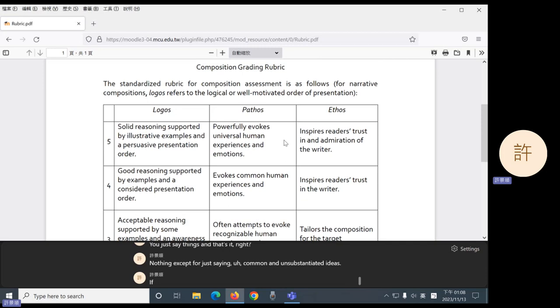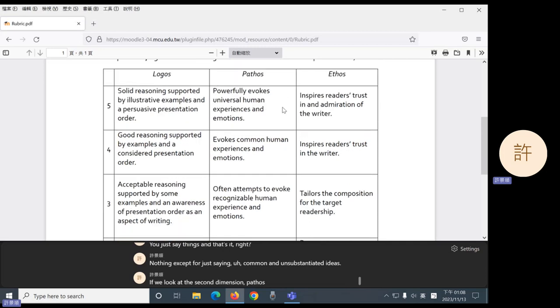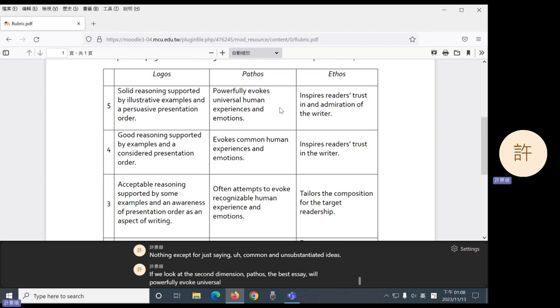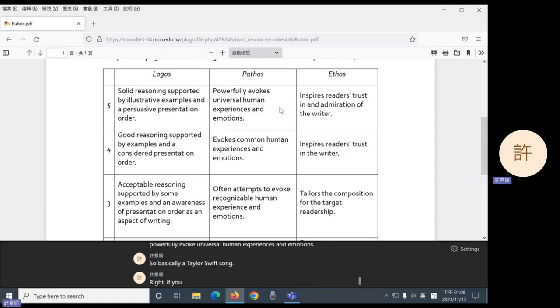If we look at the second dimension, pathos, the best essay will powerfully evoke universal human experiences and emotions. So basically, a Taylor Swift song, right? If you can make your reader feel something like Taylor makes us feel when we listen to her music, that is an automatic 5. A slightly worse performance would evoke common human experiences and emotions.